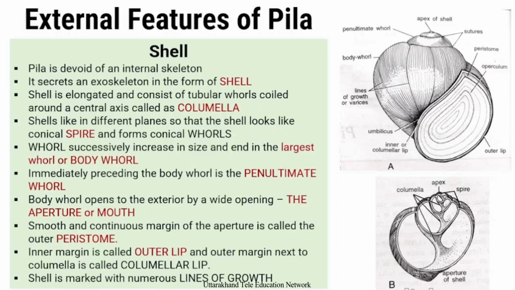Shell is marked with numerous lines of growth. So here you can see so many growth lines. So these are the external features of Pila.